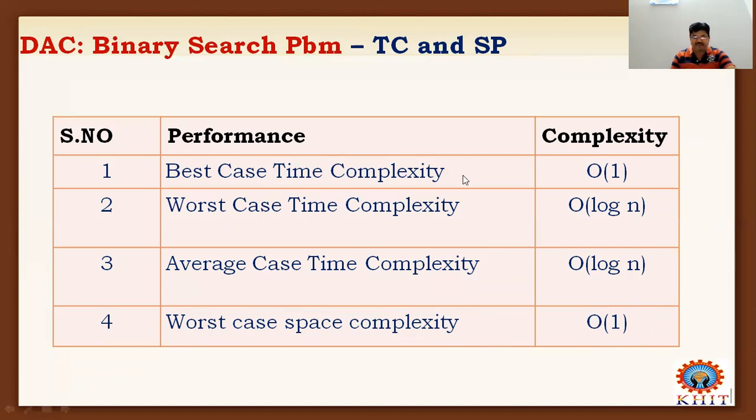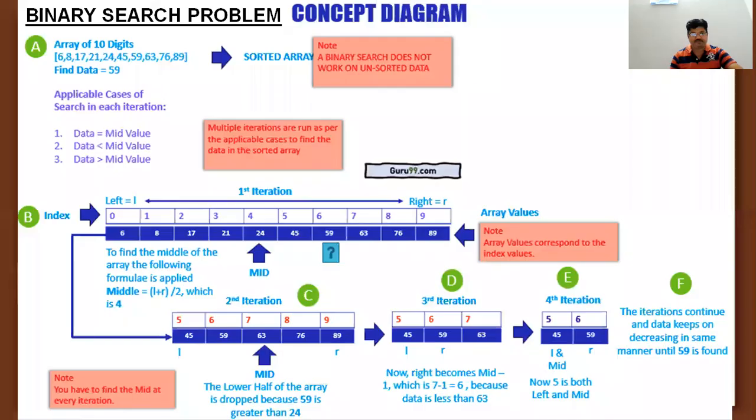So the best case time complexity is order of 1. The worst case time complexity is order of log n. The average case time complexity is order of log n. And the worst case space complexity is order of 1. Friends, in this way we can find out the time complexity and space complexity of the given problem.